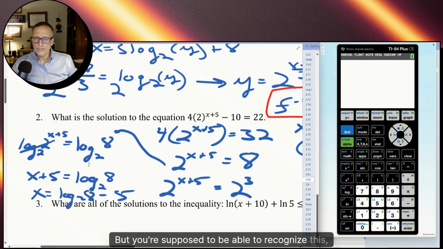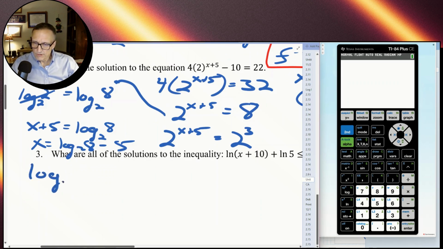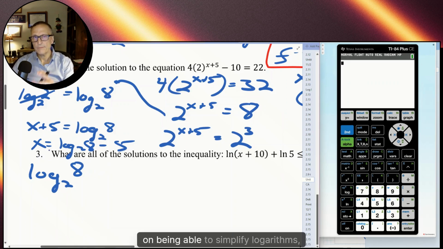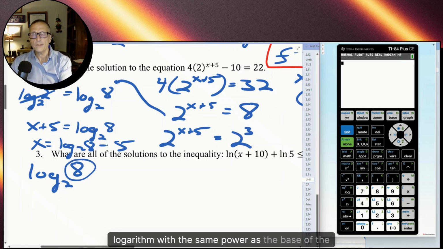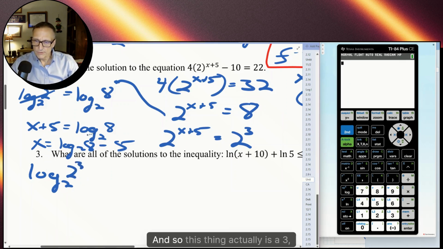But you're supposed to be able to recognize this, students, that I'm going to write a little bigger down here. Log base 2 of 8. You need to be on the lookout throughout your test on being able to simplify logarithms, because if you can rewrite the argument of your logarithm with the same power as the base of the log, then you can simplify it. So you're supposed to recognize that 8 is 2 to the third. And so this thing actually is a 3 minus 5. So log base 2 of 8 is 3, minus 5 gets me to my answer of x equals -2.